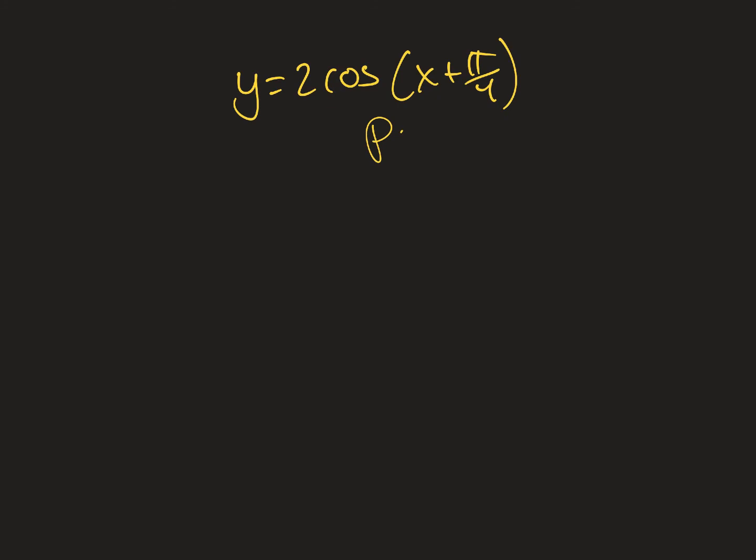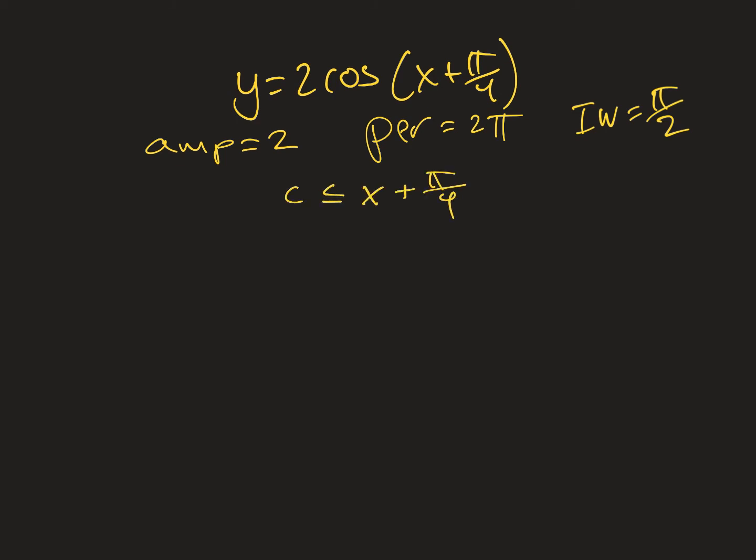The period is 2 pi, still the same because b is 1. Interval width then is pi over 2. The amplitude is 2. No vertical shift. And the phase shift is left pi over 4, which means when I talk about plotting one period, I'm going to start at negative pi over 4, and then end at 7 pi over 4.